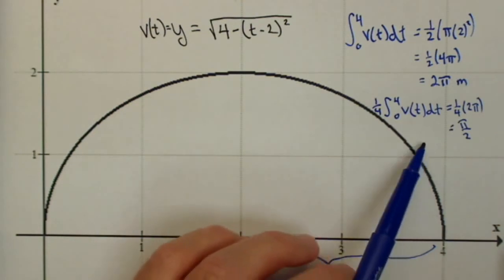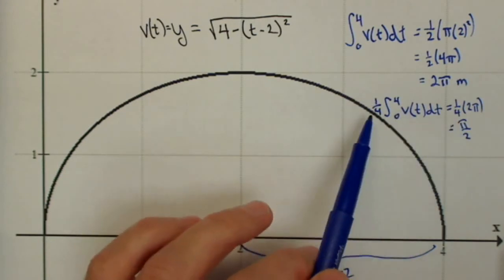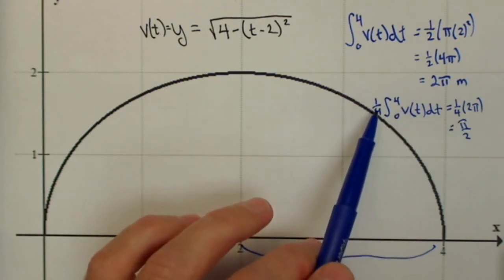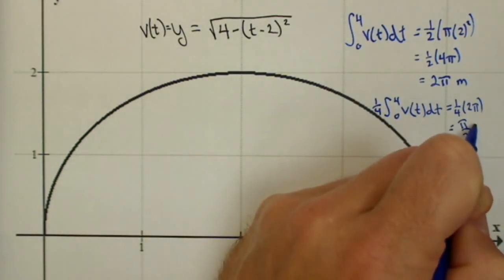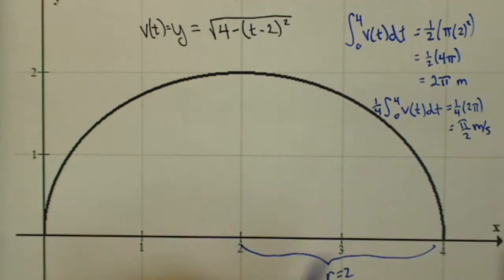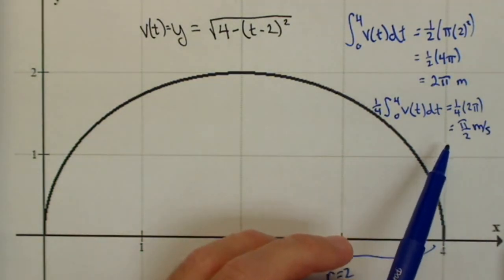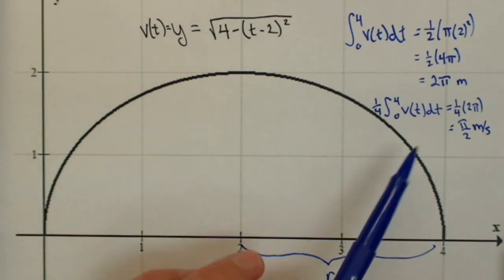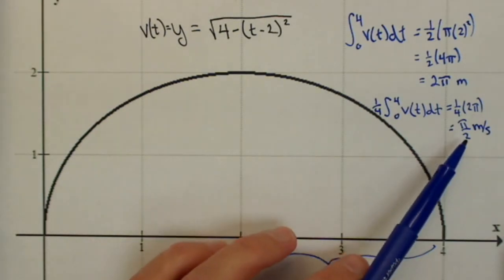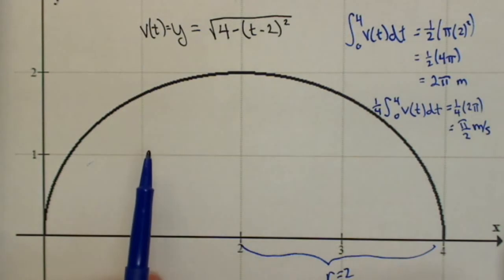Now, thinking about what we just did, we multiplied something that was in meters by 1/4, or divided it by 4 seconds. So this is meters per second. That is the average value of the velocity of this object between 0 and 4 seconds. Now, it's not always going pi over 2, as we can see, but on average, if it were to make the same trip, it would be going pi over 2.